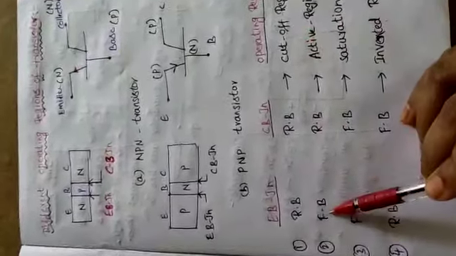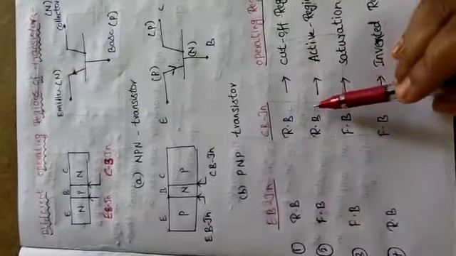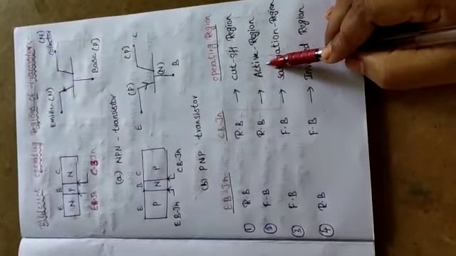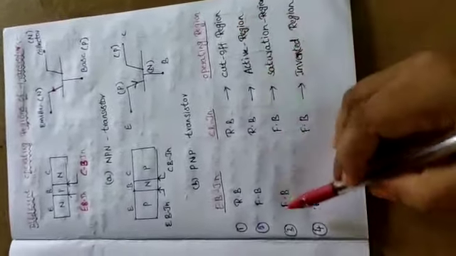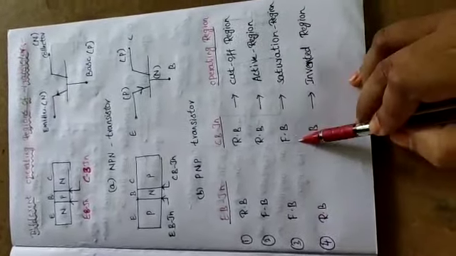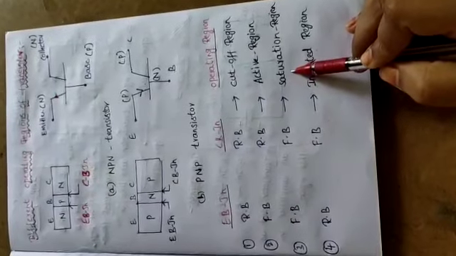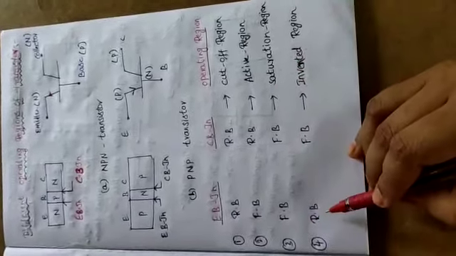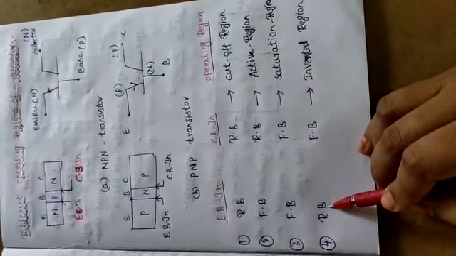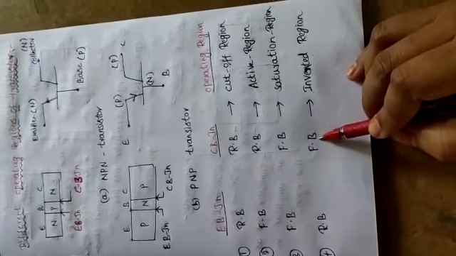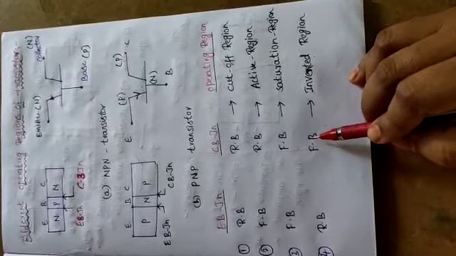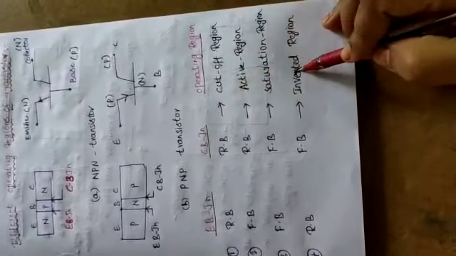If emitter base junction is in forward bias condition and the collector base junction is in reverse bias condition, then the transistor is operating in active region. In a similar way, if both emitter base junction and collector base junction are forward biased, then it is operating in saturation region. The last region is inverted region. That means the emitter base junction is in reverse bias condition and the collector base junction is in forward bias condition. In this way the transistor can be operated in four different operating regions.